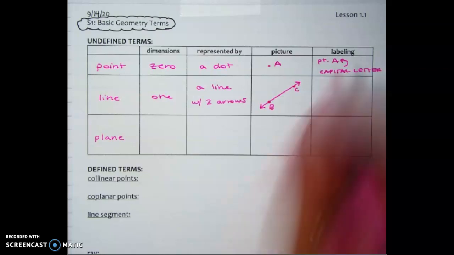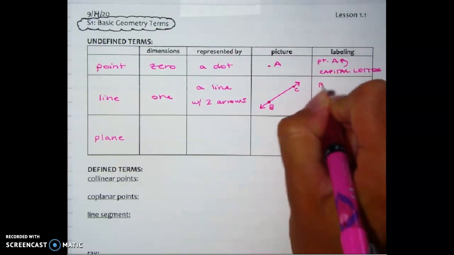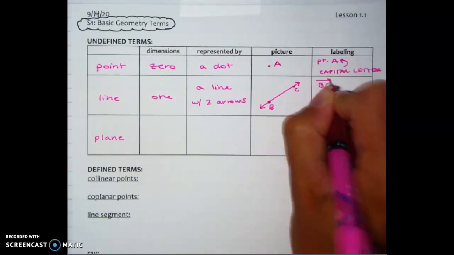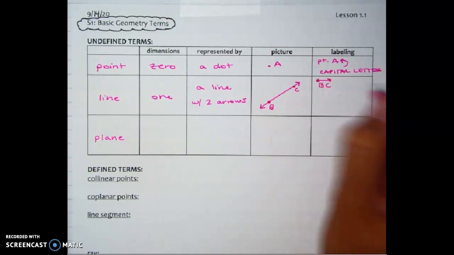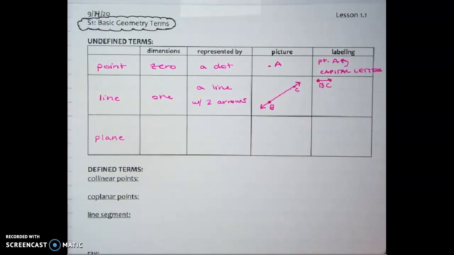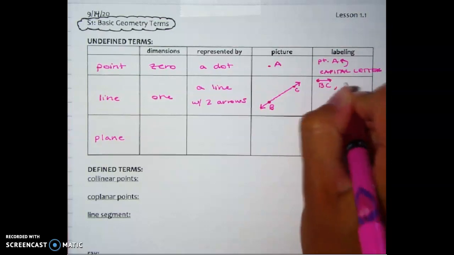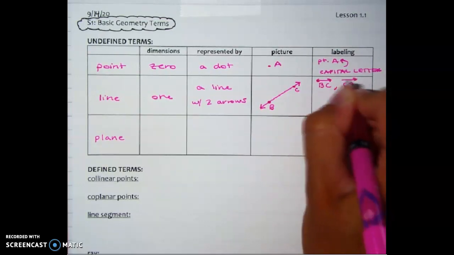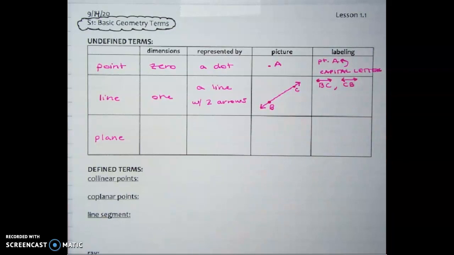But the way we write that is we write BC with a little line with 2 arrows above it. Okay, so that works. Or CB, the order does not matter, okay, but that symbol above it does. And then there is actually a third way that you can name this, and that is by using a lowercase, cursive, or italicized letter.